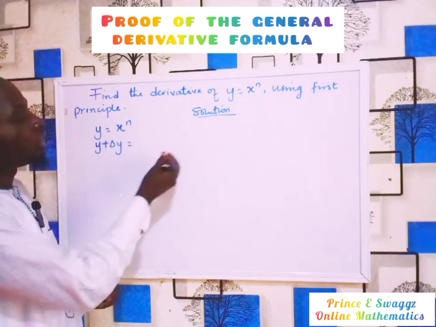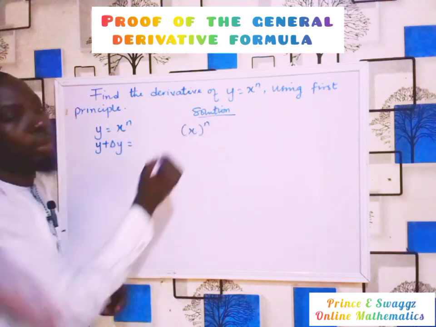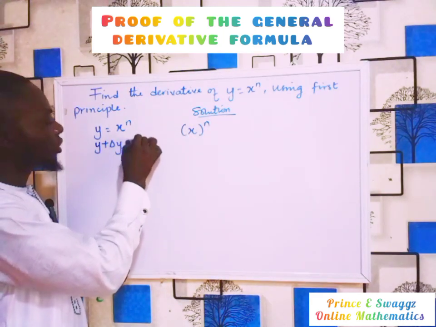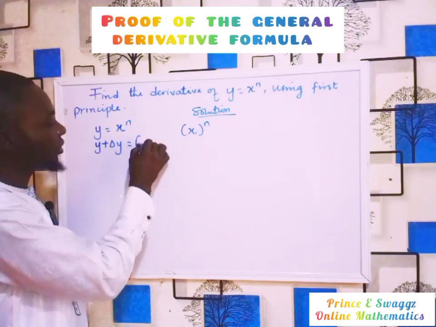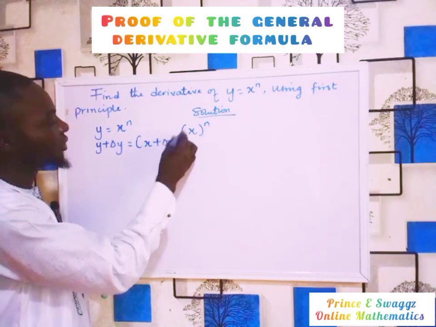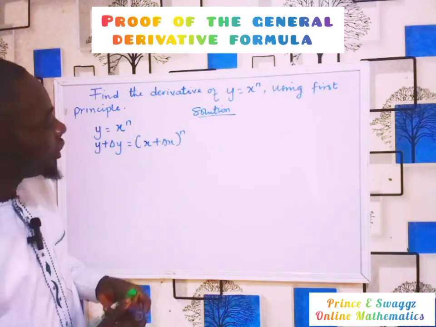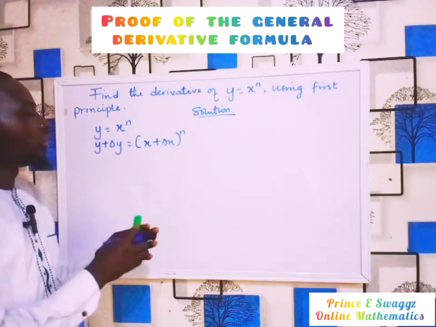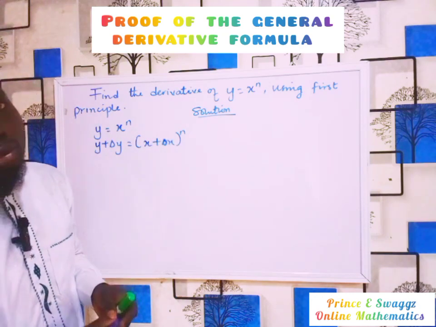This x raised to power n, you agree with me, is the same thing as open bracket x, all raised to power n. And where I have x inside, I'm going to add my change in x to it. Now it becomes x plus change in x, all raised to power n.